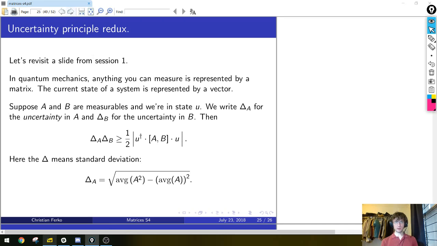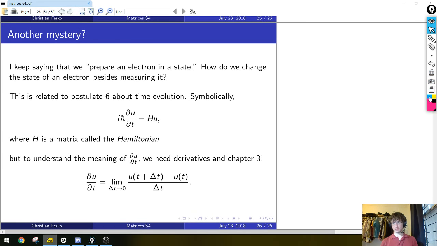And a final teaser. You could reasonably ask, because I've said several times something about preparing an electron in a state, and I was intentionally vague about this: what do you mean by preparing an electron in a state? How do you change the state of an electron to be in some vector u that you'd like, say (a, b)? Because the only way you've told me to do that is by measuring it, and measuring it always collapses it into an eigenstate. So how would you prepare it into some arbitrary state (a, b) that you want? The answer is that this is closely related to time evolution, postulate 6, which I said very little about.